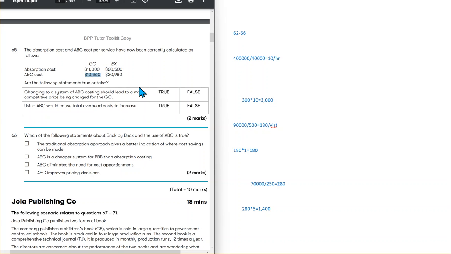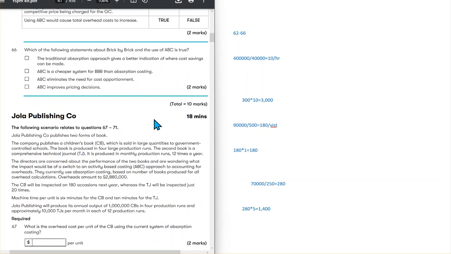Next, using ABC would cause the total overhead cost to increase. False. Remember, the total costs don't change whether you're using ABC costing or whether you're using absorption costing. It is the way that they are divided into units that changes.